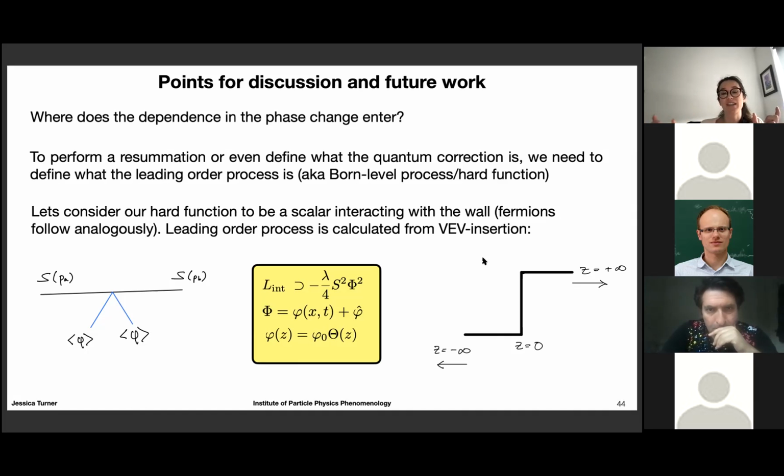And since we've calculated an all orders quantum correction, there would be no quantum correction if the leading order interaction was 0. So let me motivate this a little bit further and tell you where exactly this hard or leading order interaction comes in. So we define some sort of hard function we've normalized our matrix element to. And for simplicity's sake, let's consider a scalar interacting with the bubble wall shown by phi here, and it changes mass. So this would be the leading order interaction.